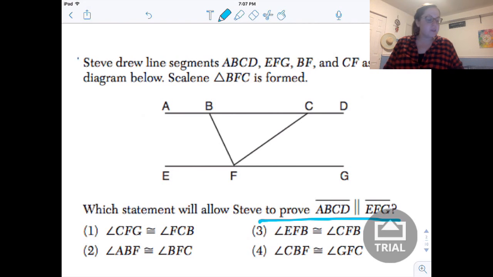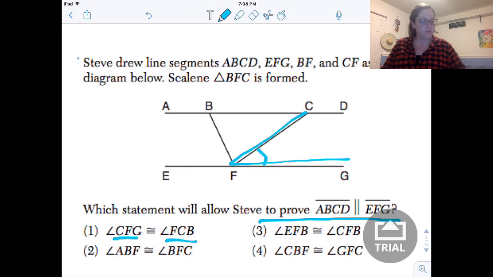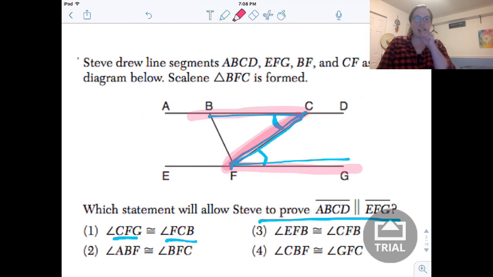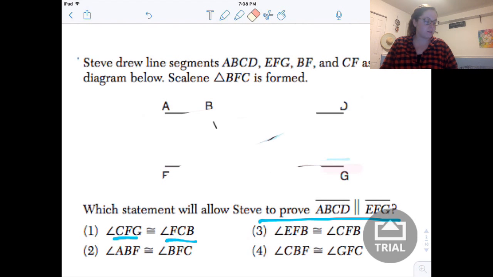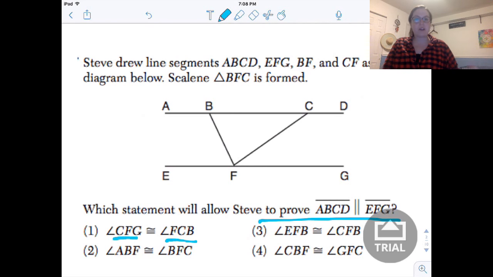So let's start with the first one, CFG and FCB. CFG, I'm just going to follow my line, CFG, that's this angle. And FCB is that angle. So this would be this pair of angles. And look at the shape I just drew. FCB was this, and CFG was this. And so you see there that I have like a Z, right? That Z tells me that those are alternate interior angles. And if alternate interior angles are congruent, that does mean my lines are parallel. So that's important. So let's look at some other ones and see why those are wrong.